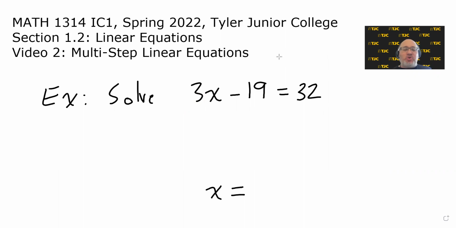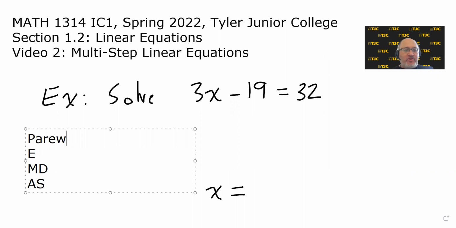To get rid of a times 3, we're going to divide by 3. And to get rid of a minus 19, we're going to add 19. But the question is, which one do we do first, and why? And the answer lies in the order of operations. You may recall that the order of operations, which is normally referred to as PEMDAS, is just a gimmick for the order in which you do a math problem.